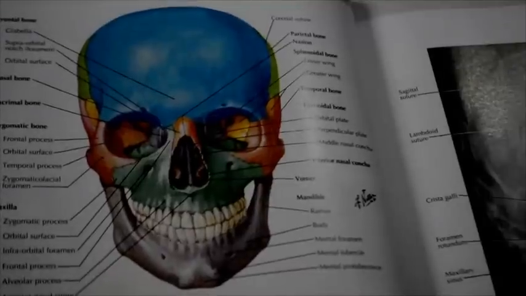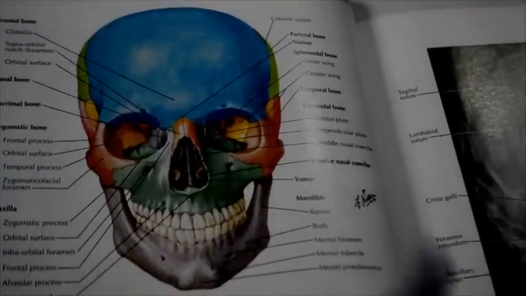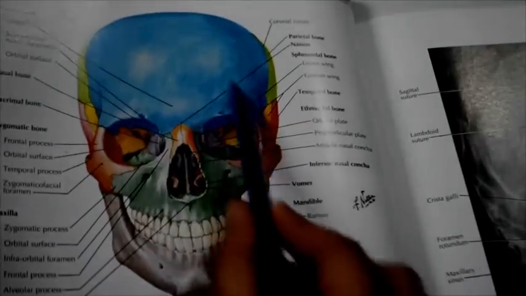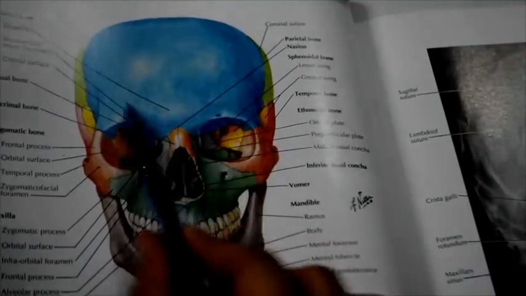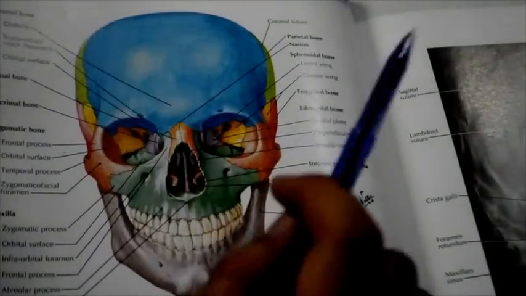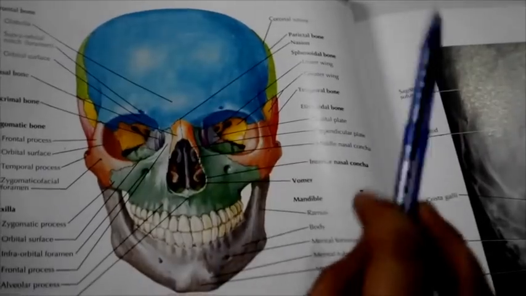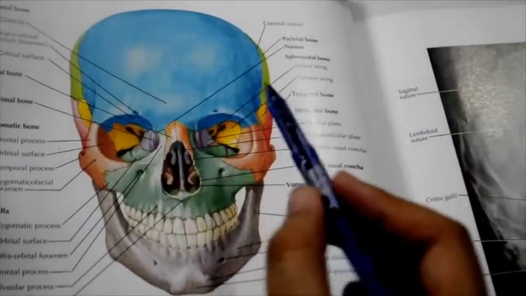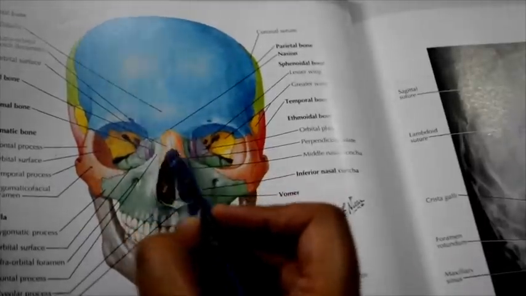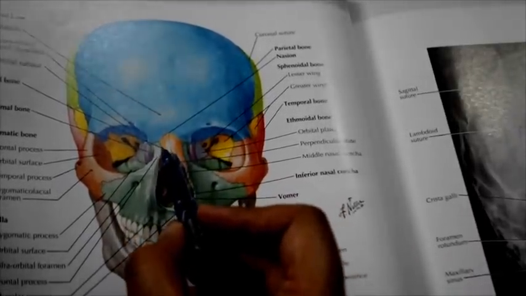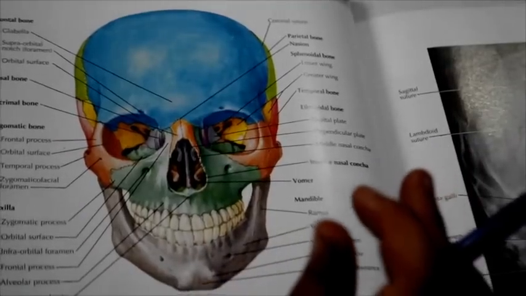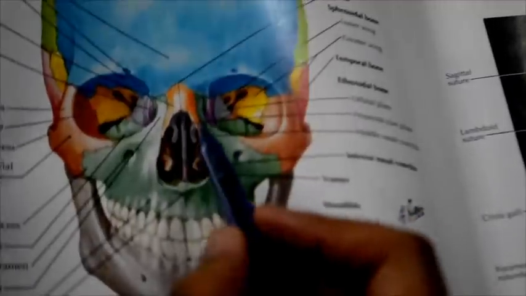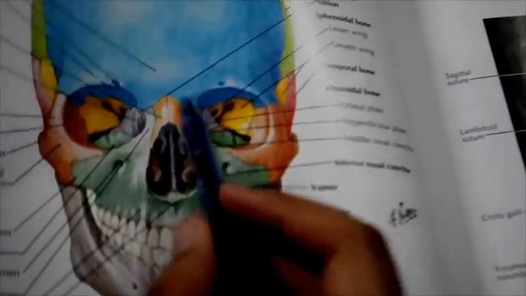The first one was frontal bone. This whole blue one you can see is the whole frontal bone. This one is the frontal bone and you can see it's unpaired. Then we have the nasal bone. This orange one over here is the nasal bone. So this one is the nasal bone.